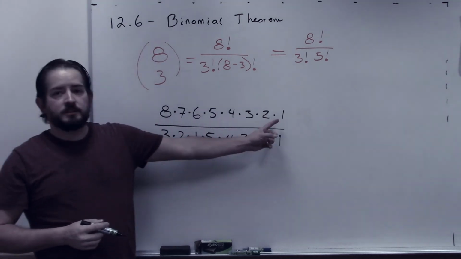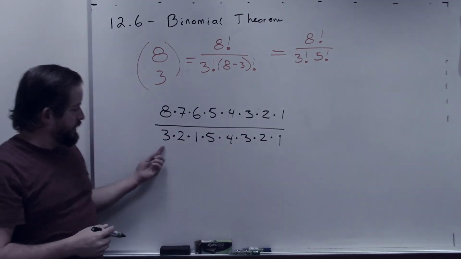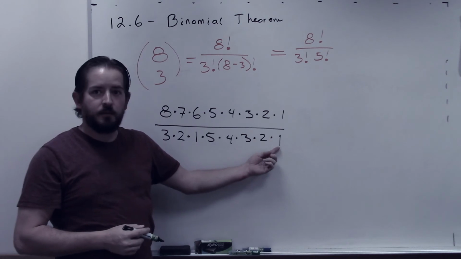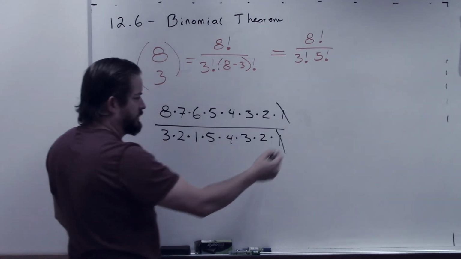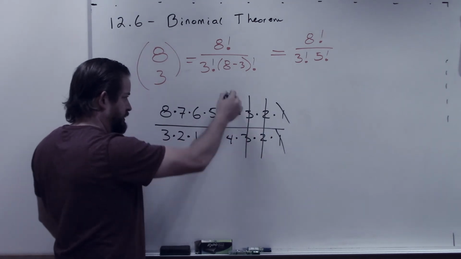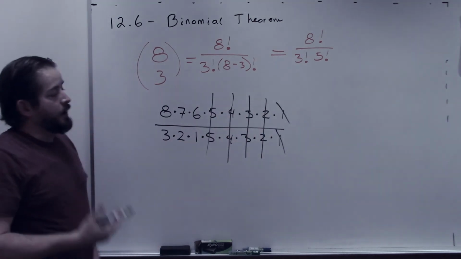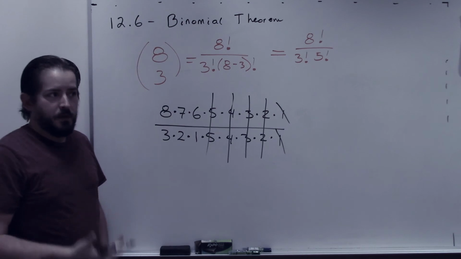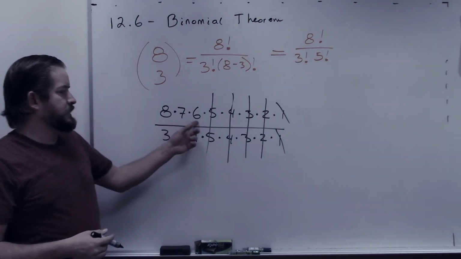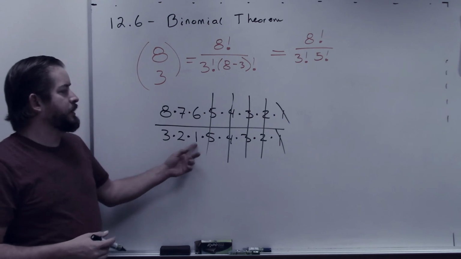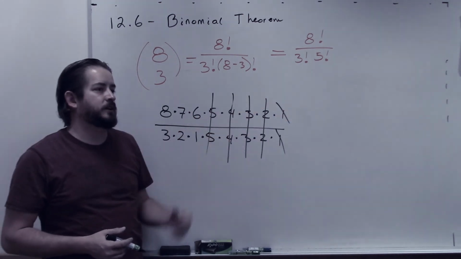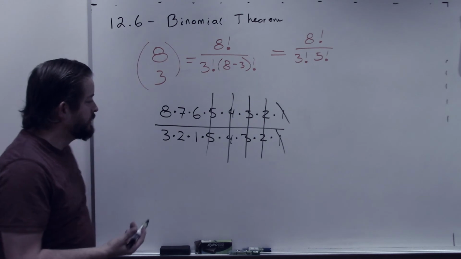Since this is all a bunch of stuff multiplied in the numerator and a whole bunch of stuff multiplied in the denominator, I can cancel factors. The ones don't matter, they're just ones, but I can cancel a 2 and a 3 and a 4 and a 5. All of a sudden my numbers got much smaller. I have 8 times 7 times 6 in the numerator, 3 times 2 times 1 in the denominator after I've canceled essentially a 5 factorial out of both, right? But I can keep going.